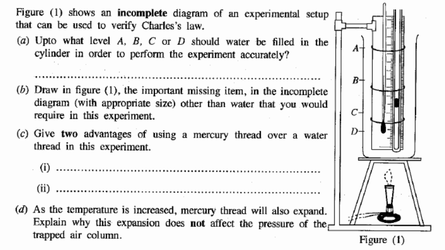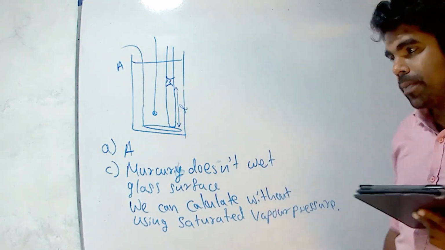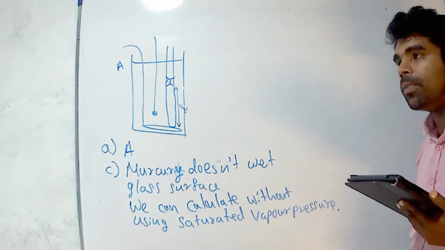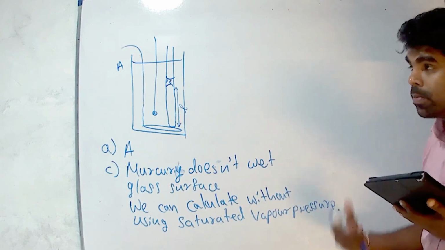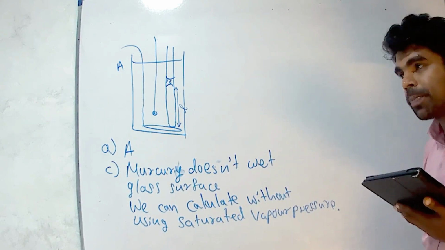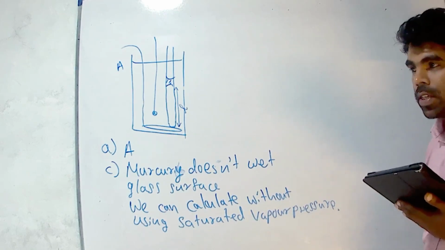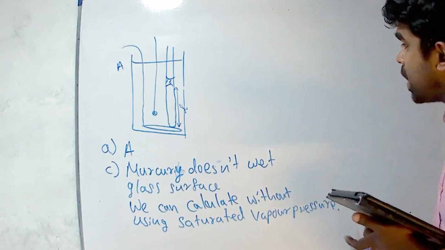Then part D. As the temperature is increased, the mercury thread will also expand. Why does this not affect the pressure of that air column? We know that the pressure acting on the air column by the mercury thread depends on the weight of the mercury column. When the volume increases due to temperature increase, the mass is constant. Mercury mass is constant. Therefore, mercury pressure is not changing.